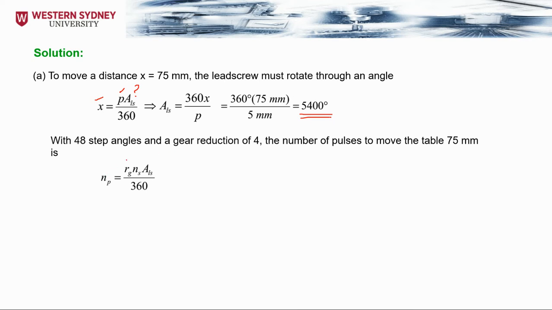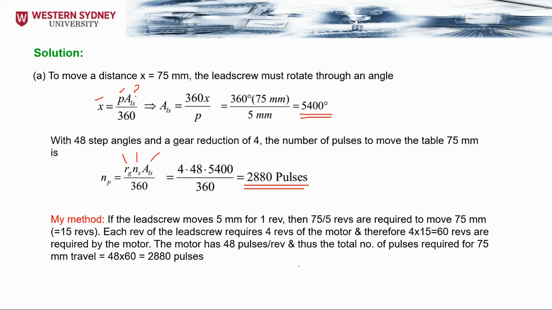Number of pulses is equal to the gear reduction multiplied by Ns multiplied by alpha S. Now all these three values are known: 4 multiplied by 48 multiplied by 5,400. And thus we are going to find that the number of pulses is going to be equal to 2,880 pulses.